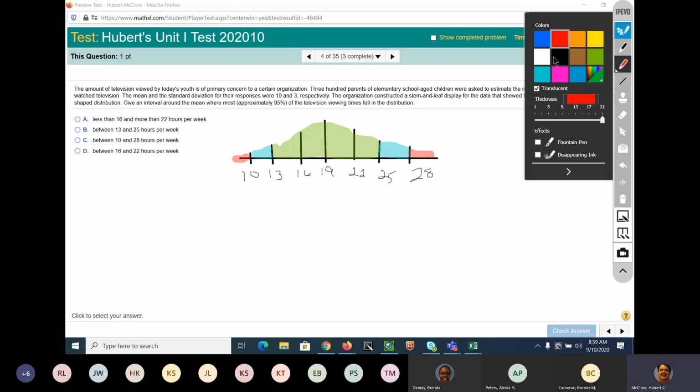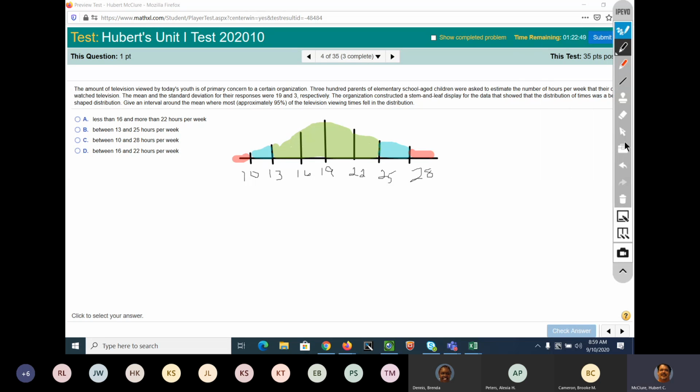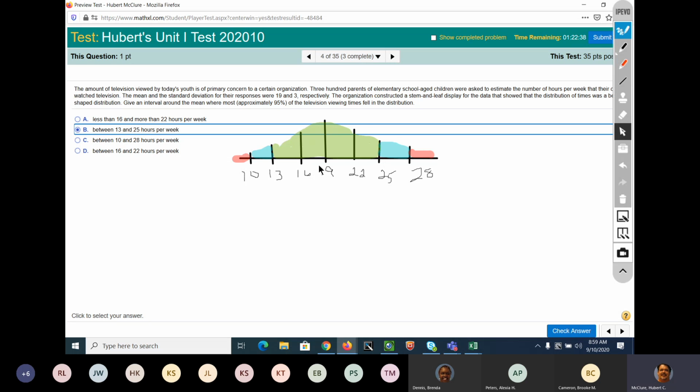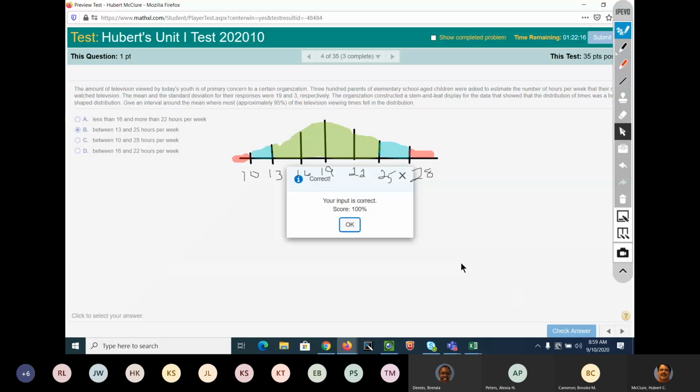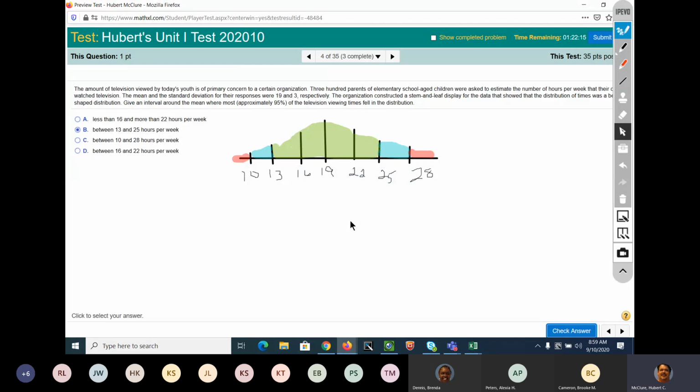So what does the question ask? The question asks, where is 95% of the population, between 13 and 25? So I want everybody to write that question down. I mean, you don't have to write it down. You just write down the gist. You don't have to write down word for word. That's an empirical rule question. And I told you the empirical rule would be on the test. And check. Next question.